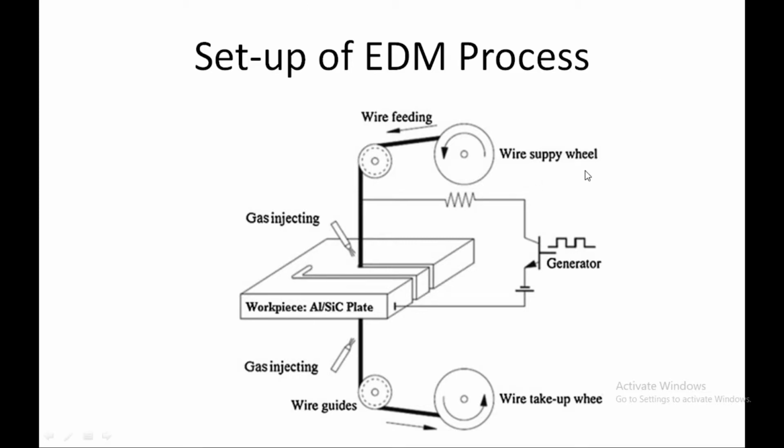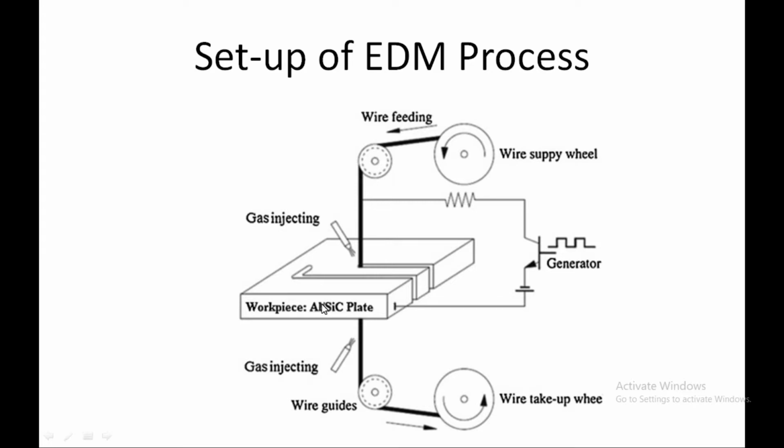First of all, this is the wire supply wheel, which continuously feeds the wire through this roller, which is connected to the negative terminal of a generator. Next is the gas injecting or dielectric fluid, which is continuously injected in the region where the wire comes into contact with the workpiece surface. Next, this electrode is connected to the workpiece, which is the positive terminal.